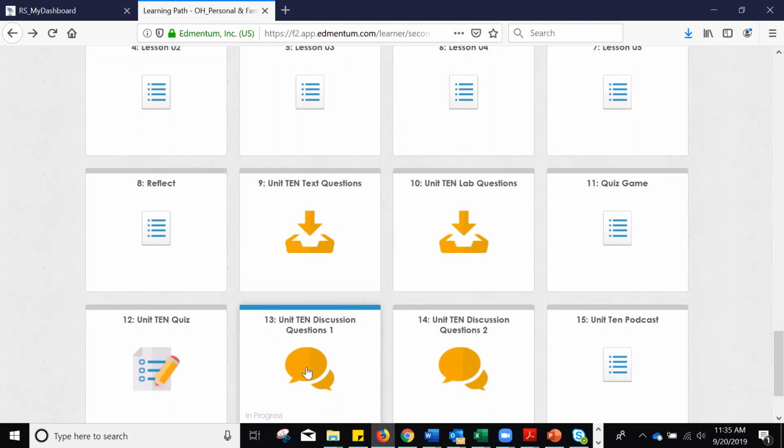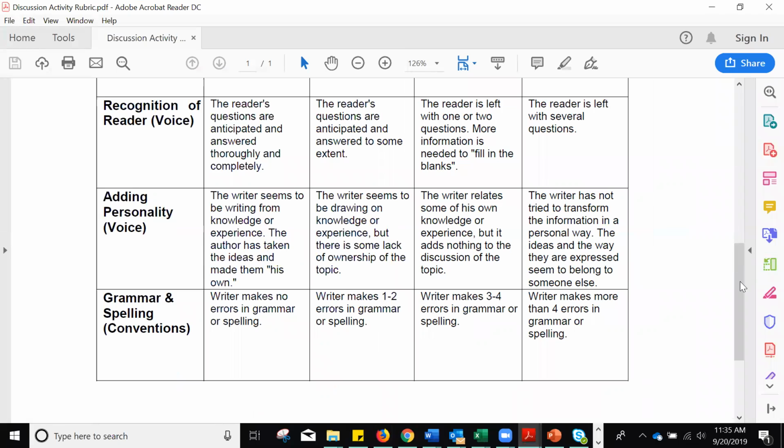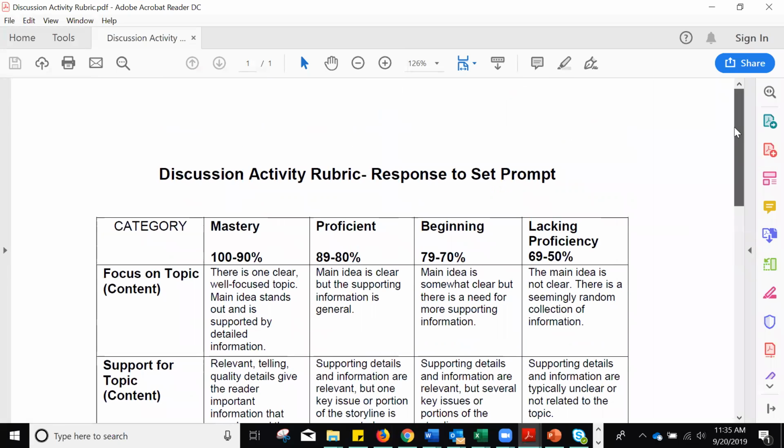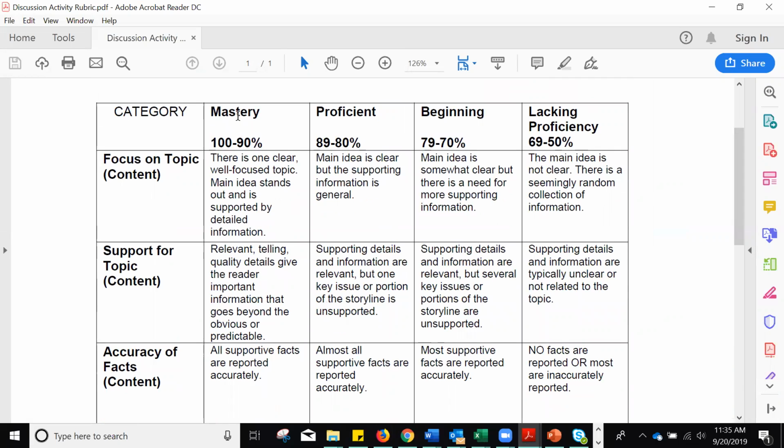Before you even get started on the discussion, it is important that you have looked at the discussion activity rubric. This rubric is something that I previously sent out and I will send out again today. The main thing is that it will help you to better understand the requirements when responding to discussion questions. So I'm just going to briefly go over what is needed to master your discussion.